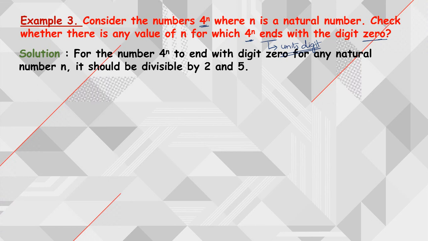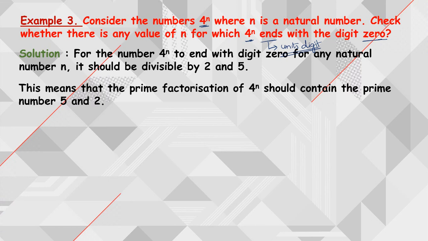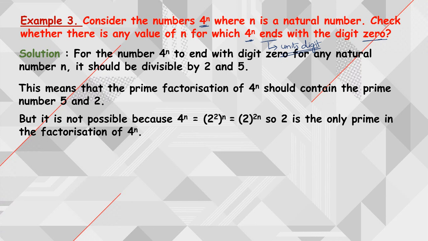Now if you observe 4 power n, this 4 power n should contain the factors 2 and 5. But how can you write 4 power n? 4 can be written as 2 square. So 2 square whole power n. 2 square whole power n means a power m whole power n.